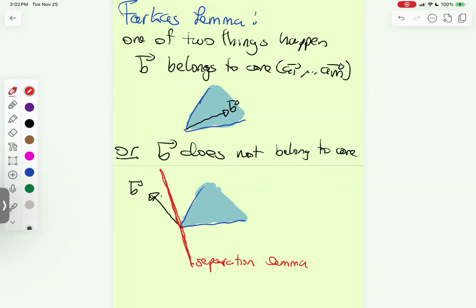But you can choose it. I'll pick one so that it makes an acute angle with the vector b.